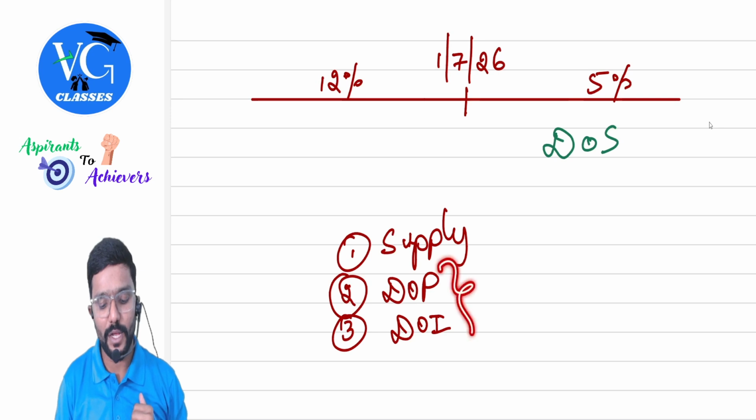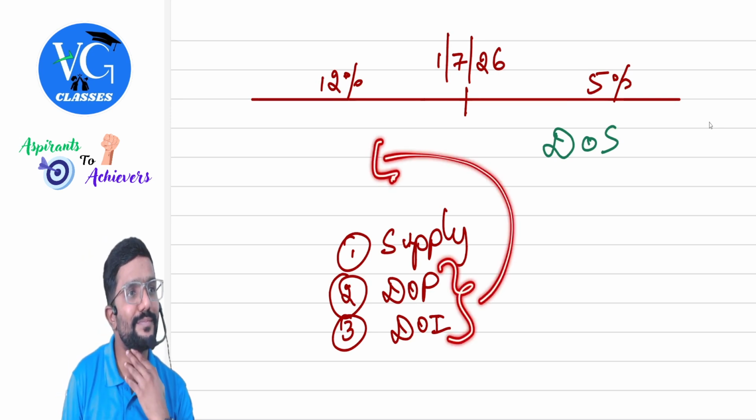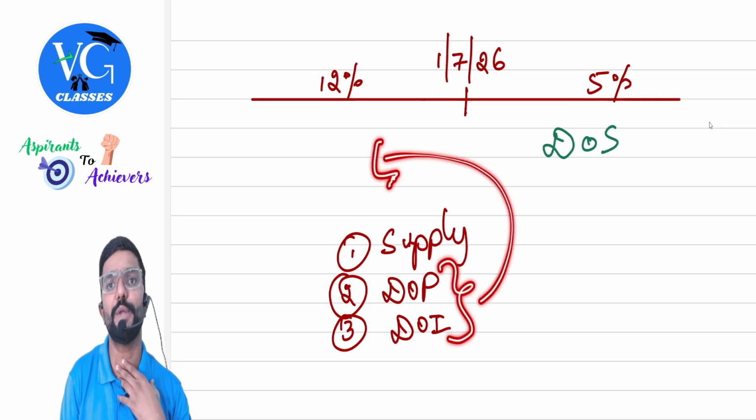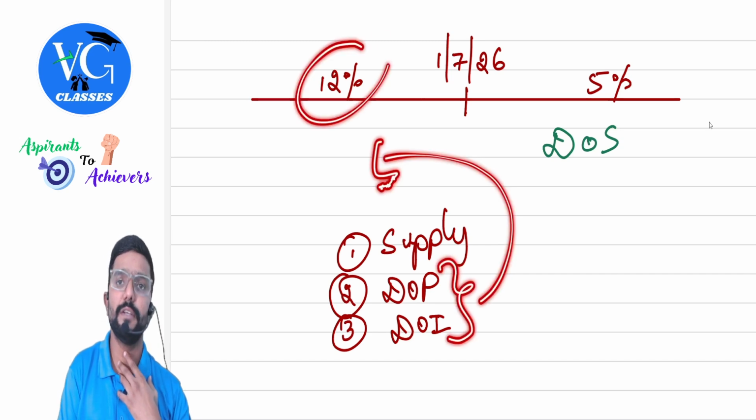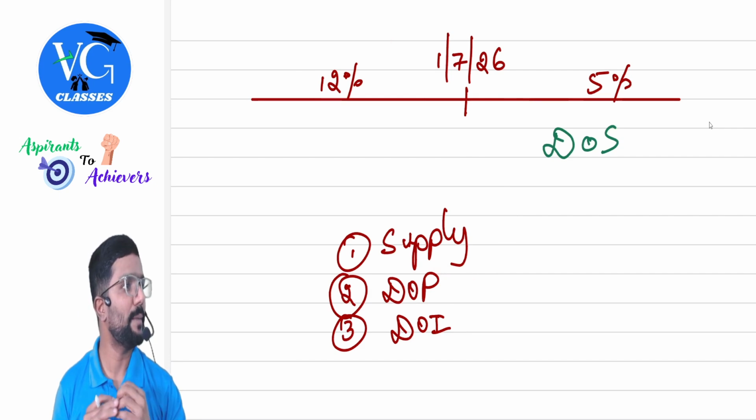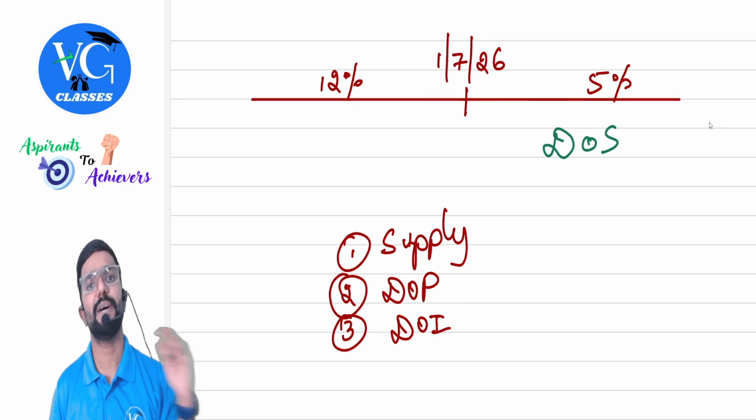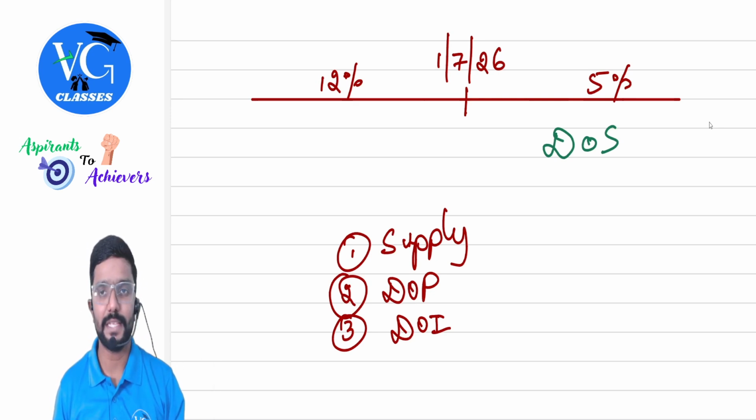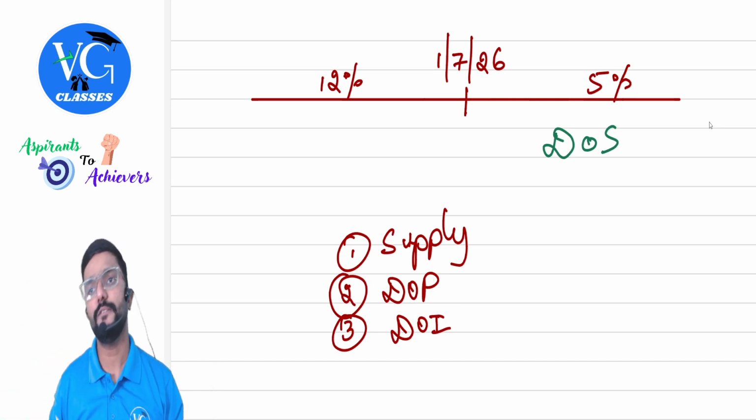Sir, what if both are on opposite side, sir? Both are on opposite side. We need to take whichever is earlier. And on that day, what would be the rate? 12%. That is the rate applicable, which is 12%, guys. Okay, sir. This is what is covered in section 14.